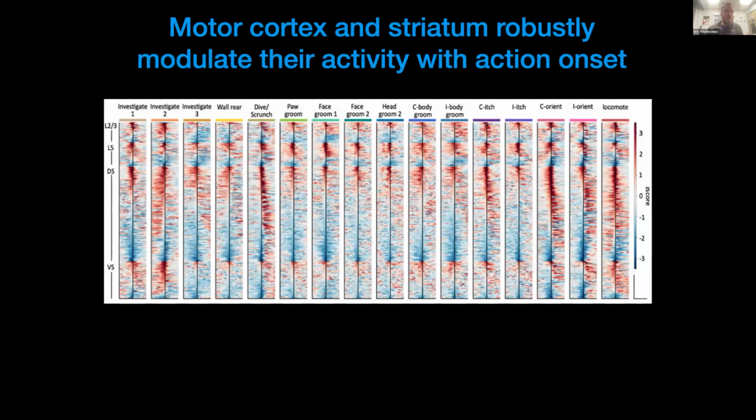And as sort of a ground truth, when we look at motor cortex or motoric striatum in mice, we see that many neurons, this is from a Neuropixel, have a robust response for one or several of these behaviors. Everything here is aligned to the onset of the behavior.